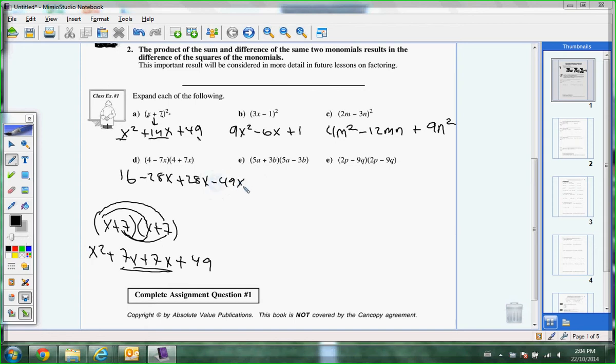X. Good. Now, what's the pattern with these kind? What happens here? What's in your middle? What do you notice? Negative and a positive, so they're going to cancel, right? So we notice that we're going to have simply 16 minus 49x squared. Does that make sense? So when you're multiplying, in other words, I'm just throwing these out at you. It's not for today. When you get to higher math, these are called conjugates. They're the opposite of each other.